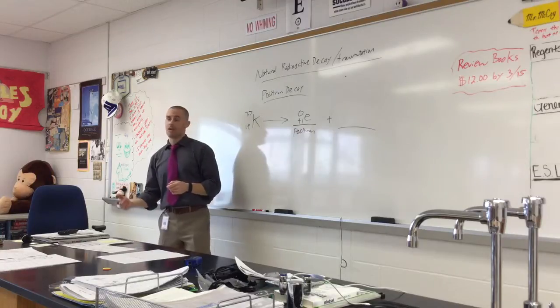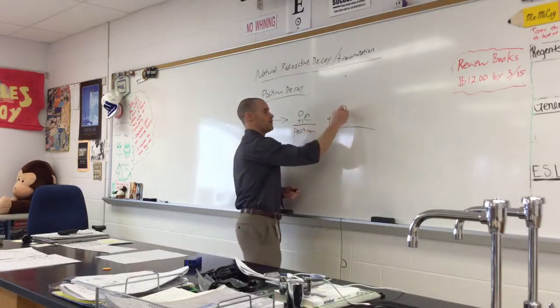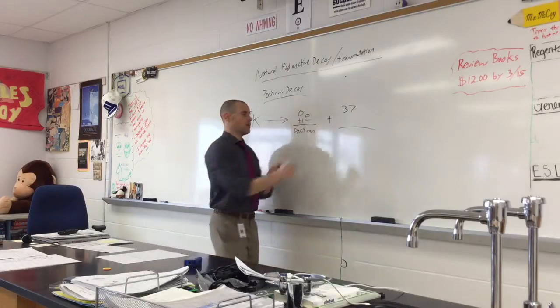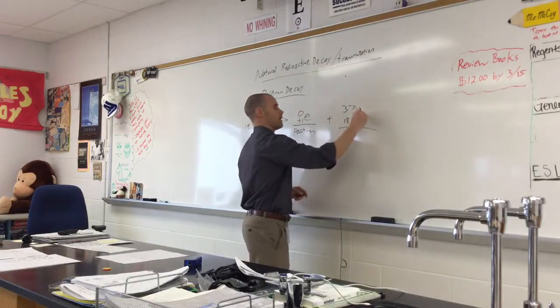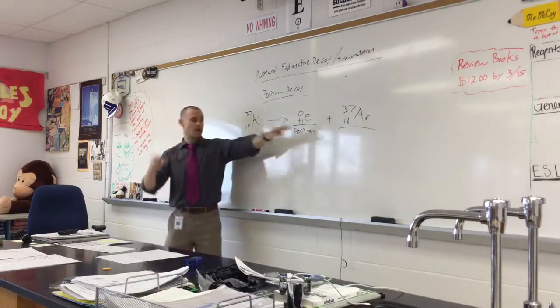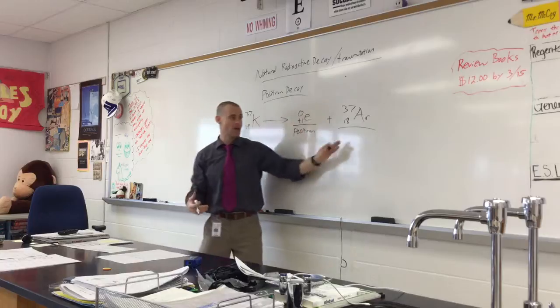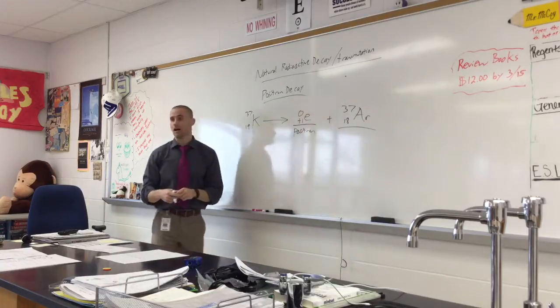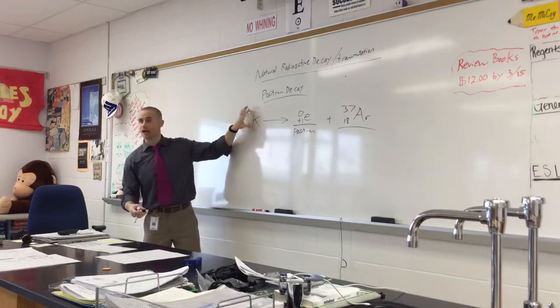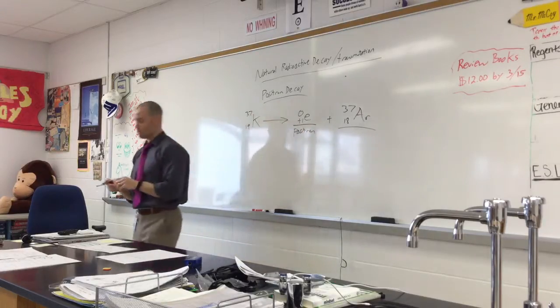Now again, we do the math. I'm going to do this one real quick with you. 37. Now, if this is 19, this is plus 1, this has to be 18, and that's argon. So what happens is potassium emits positrons to become more stable and transmutates into argon. So this is transmutation naturally. This is occurring on its own. We're not forcing it to do anything.